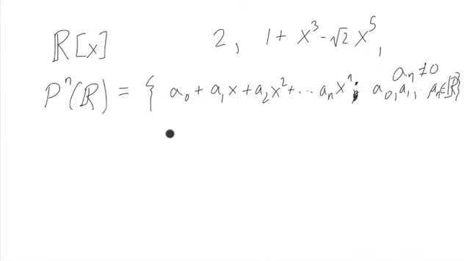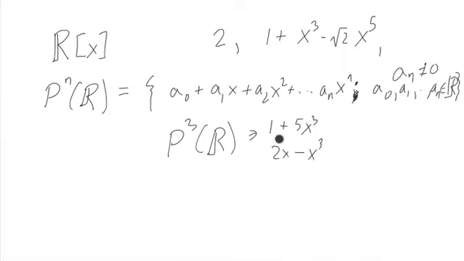So for instance, different elements of P3R would be something like 1 plus 5x cubed would work. 2x minus x cubed would work. These are just various instances of things. However, x squared is not in here since its degree is not 3. Okay, so the claim is that these guys partition this right here. And let's write down the notation for how to express that.